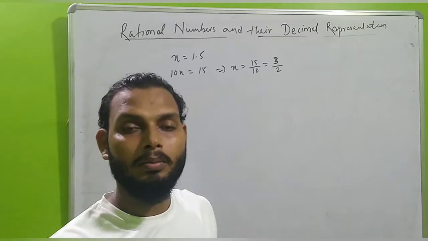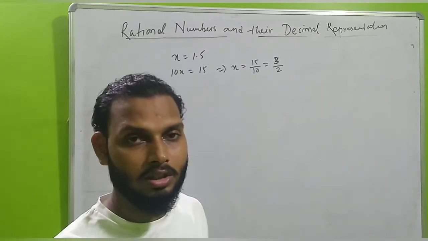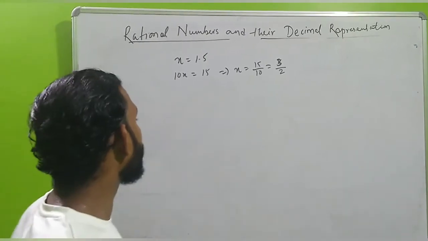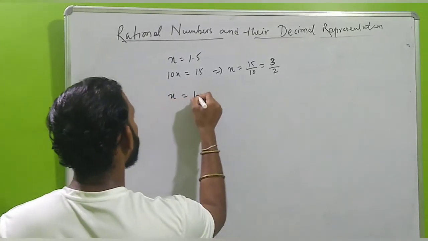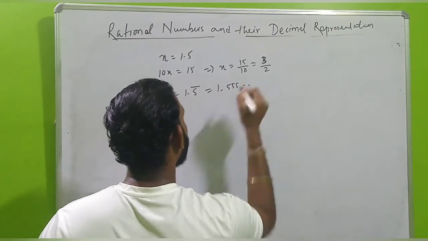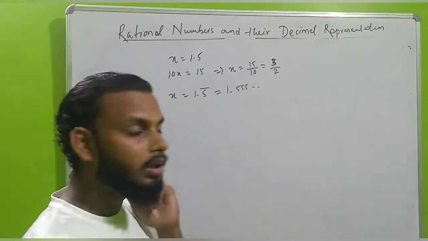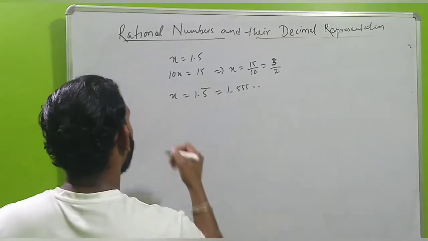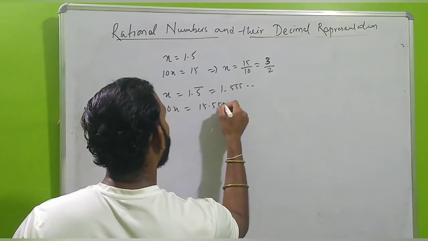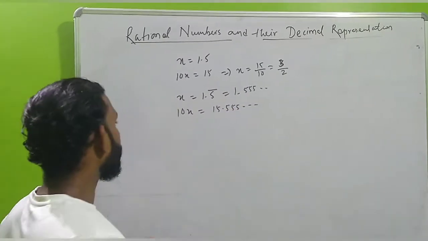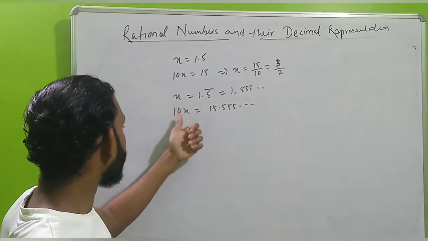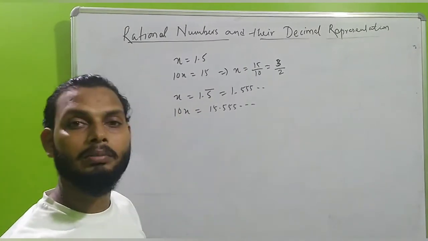Okay, so that is the fractional representation of this decimal 1.5. Similarly, if I consider x equals 1.5 bar, that is nothing but 1.555..., which means 5 is repeating here. So again I will consider 10x equals 15.555 and so on. Here you can see this is not a whole number. But if I subtract x from this 10x, that will give me a whole number.